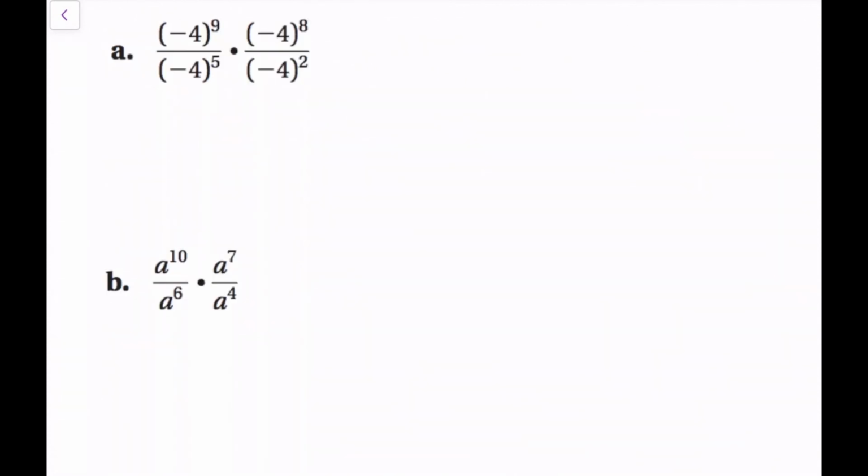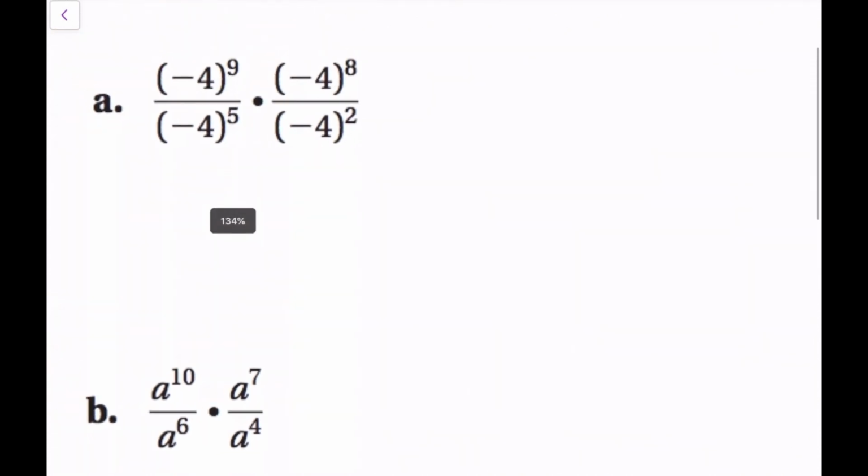All right, so for these next examples, we're multiplying fractions together where every part of each fraction has some sort of power, and they all have the same base. So there's actually lots of ways to do this. I'll go over 2 ways for the first one and then just 1 for the second one.